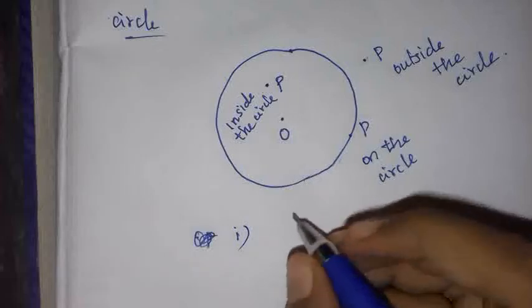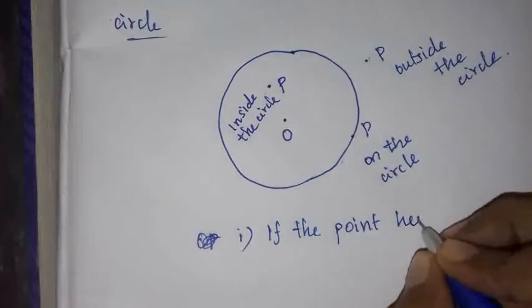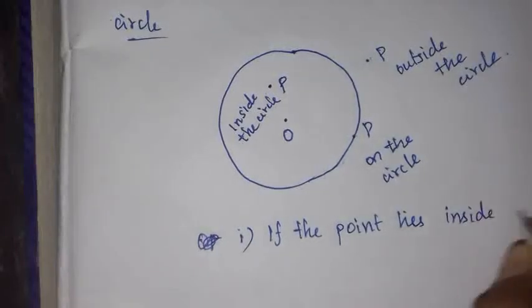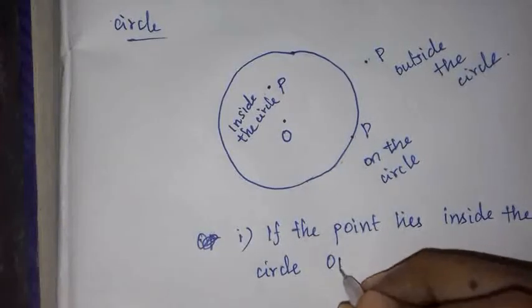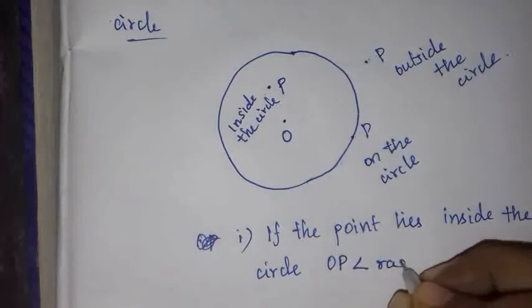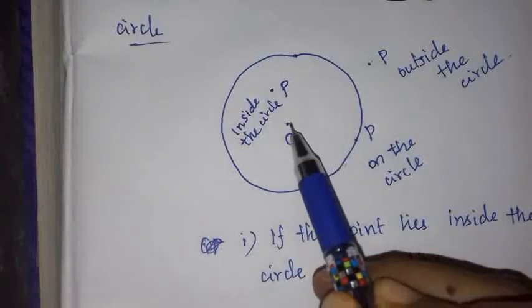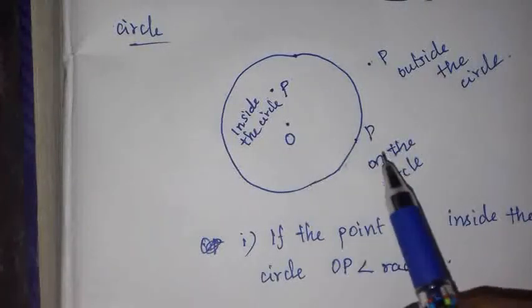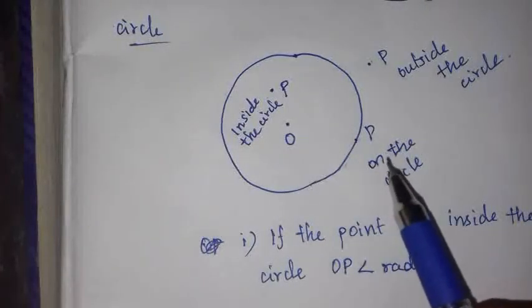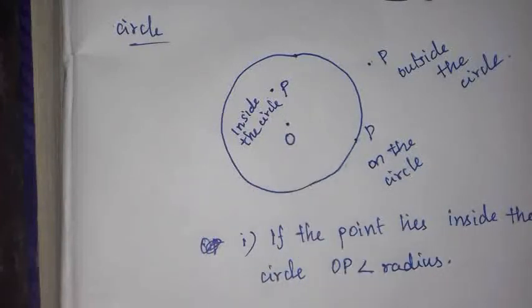The first condition is if the point lies inside the circle, then what will be the condition? OP will be less than the radius. What is a radius? A radius is the segment joining two points: the center point and a point on the circumference of the circle. When we join both the points, that is the radius of a circle. Now this point lies inside the circle, so OP is less than the radius.